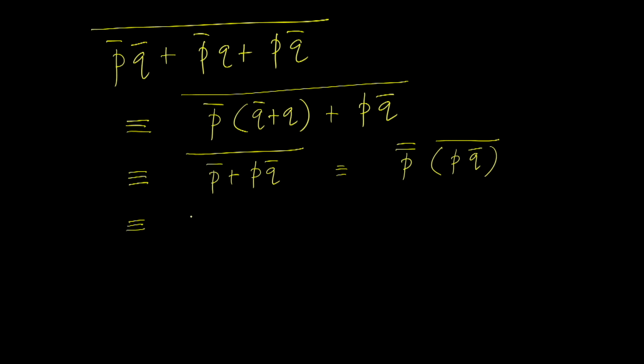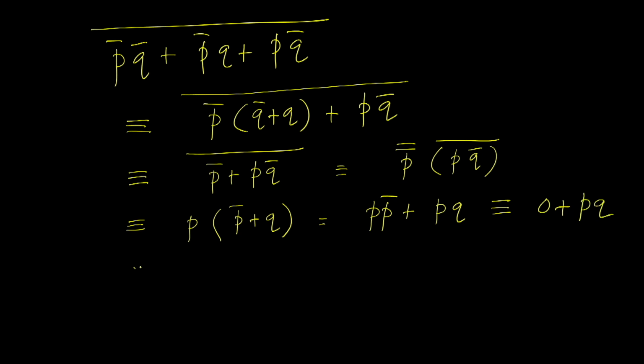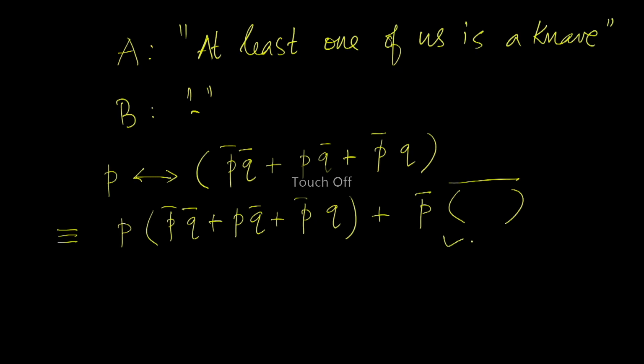But double negation of P bar is P itself, and the negation of PQ bar by De Morgan's law is P bar plus Q. If you take P inside, we have PP bar plus PQ, which is equivalent to 0 plus PQ, which means we have PQ. So the quantity within the bracket when negated will give us PQ. That is, this is PQ.